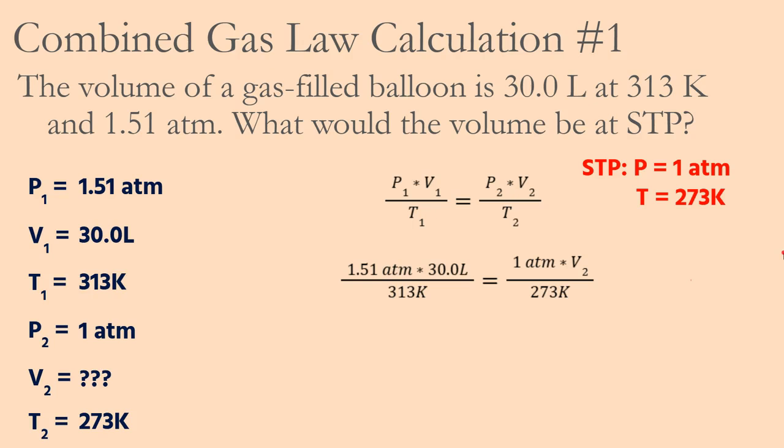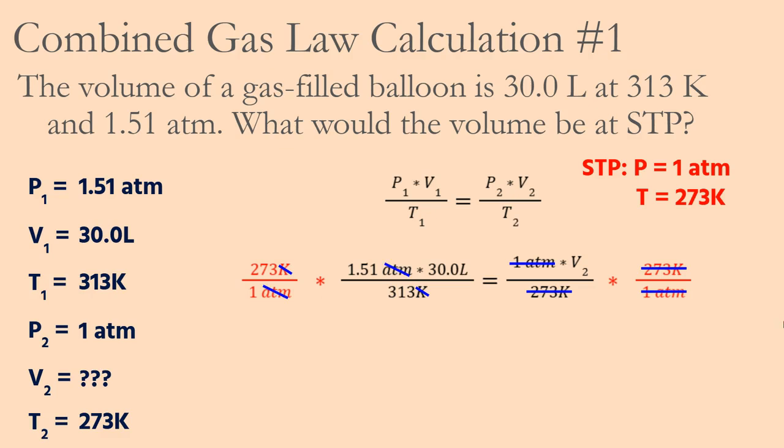Now, how we solve for V2 is I'm going to set up an inverse fraction here so that Kelvin, 273 Kelvin, cancels on the right side of the equation. 1 atmosphere cancels on the right side of the equation, so that V2 is left alone. Now, what I do to one side of the equation, I have to do to the other. So I'll again multiply by 273 Kelvin over 1 atmosphere. Notice that some of the units cancel. Kelvin cancels, and atmospheres cancel.